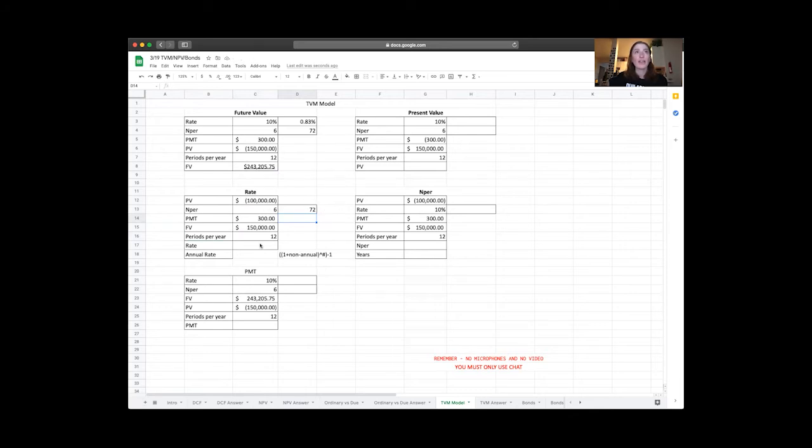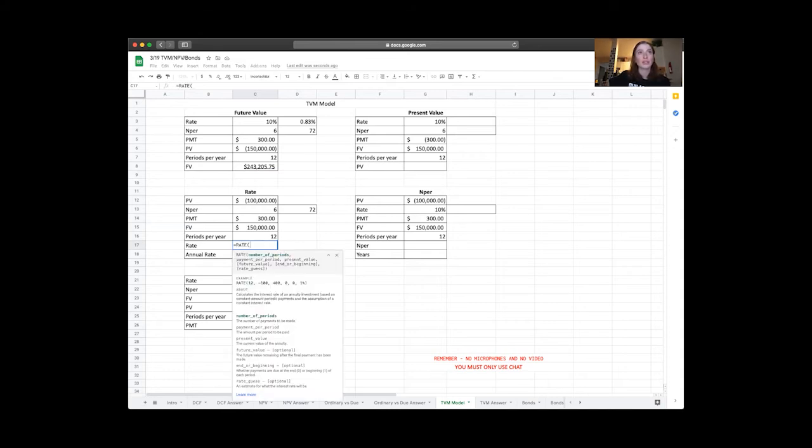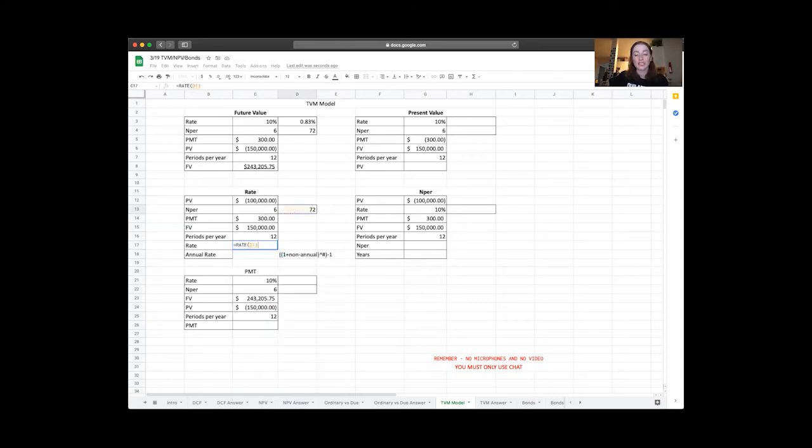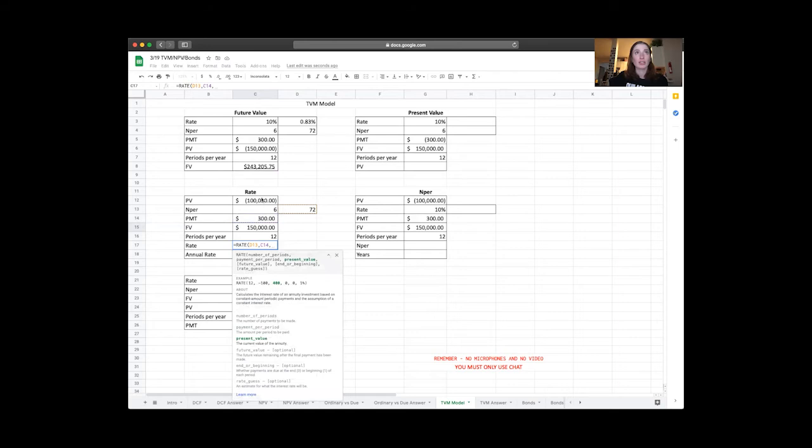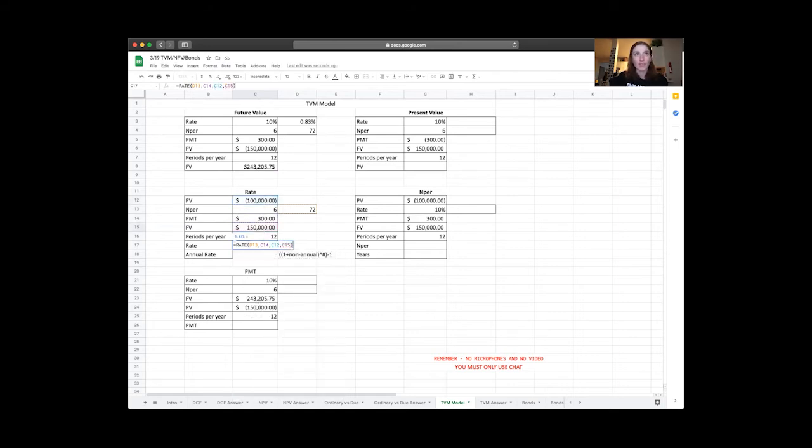So once you have that, then you're finding rate. Now, we'll find rate first. So find rate, and you have your number of periods, your payments, your present value, and then your future value. So when you find this rate, since we found periods, this is your monthly periods. So that means that this rate that we found was monthly as well.